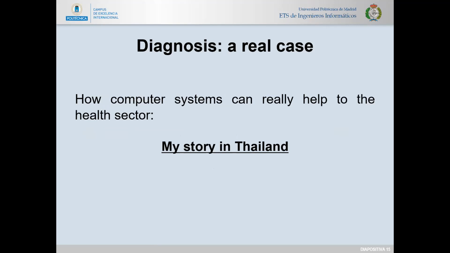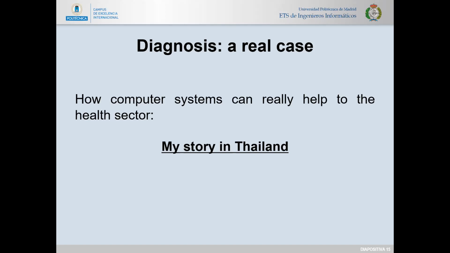I will now tell you a real case of how computer systems can really help the health sector, and more specifically the diagnosis approach. I will start by saying that I have been working in the medical area since I finished my bachelor's. I did my end-of-bachelor project on this topic. What I did was a diagnosis system using semantic web technologies and rule-based systems. This was indeed part of my PhD thesis in the end, which I extended much more from the bachelor project.